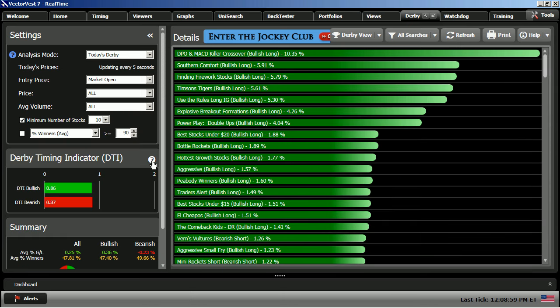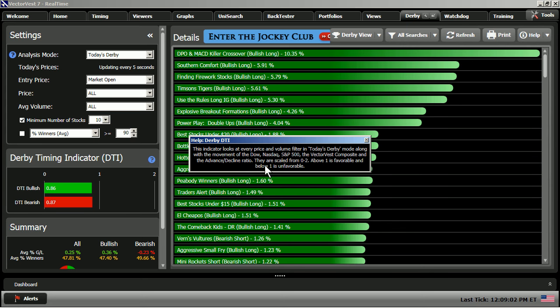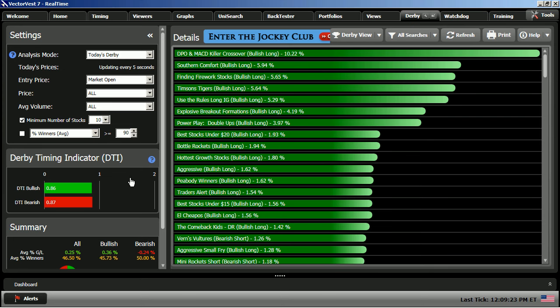I'm going to click on the question mark again, and you can see there's a bullish indicator and a bearish indicator. Both are scaled from 0 to 2, where above 1 is favorable and below 1 is unfavorable. Looking at today, we can see that the bullish indicator is below 1 at 0.86, and the bearish indicator is also below 1, exactly at 0.86. So that's really a tug of war today. And that generally happens, folks, at market tops.